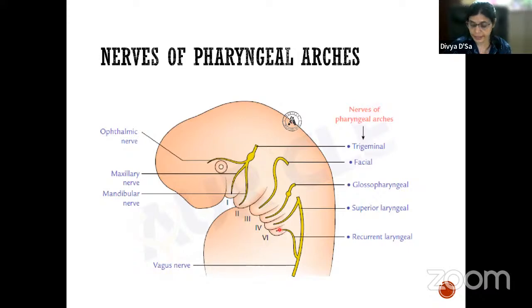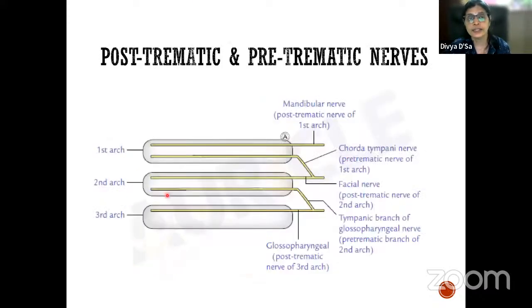Sixth will be the recurrent laryngeal nerves. So basically, for the first two arches, there will be a post-trematic and a pre-trematic nerve. Trema means cleft. So before the cleft is the pre-trematic, after the cleft is the post-trematic. Here the post-trematic arch nerve is the mandibular nerve, and the pre-trematic is the chorda tympani nerve. Chorda tympani is coming from the facial. That is for the first arch. So this chorda tympani nerve will persist.